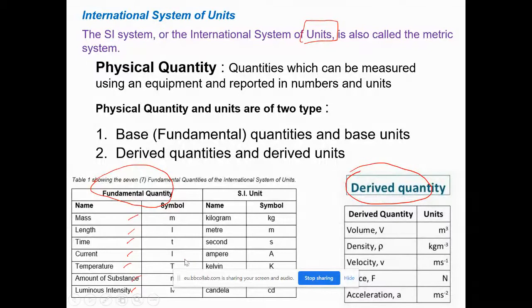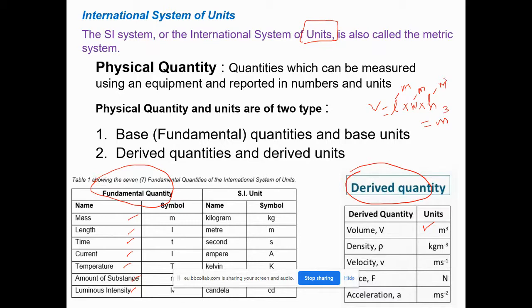With the help of these fundamental quantities, you can derive many other quantities. For example, volume. What is the unit for volume? The unit for volume is meter cube. So what is the formula for volume? The formula for volume is length multiplied by width multiplied by height. Am I right? So what is the unit for length? The unit for length is meter. The unit for width is meter. The unit for height is meter. So what is the unit? My unit is meter cube.